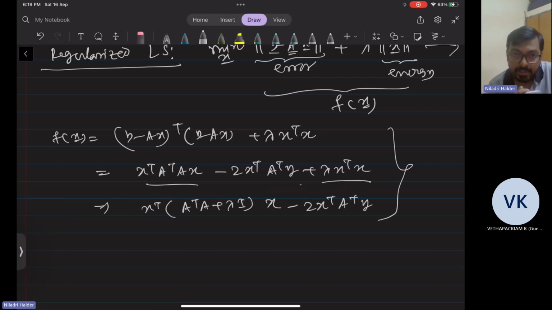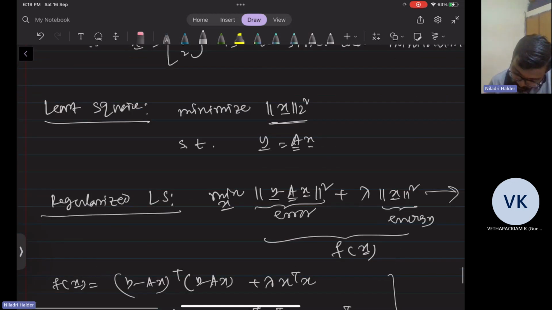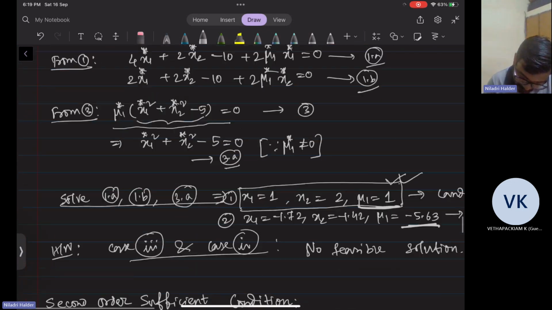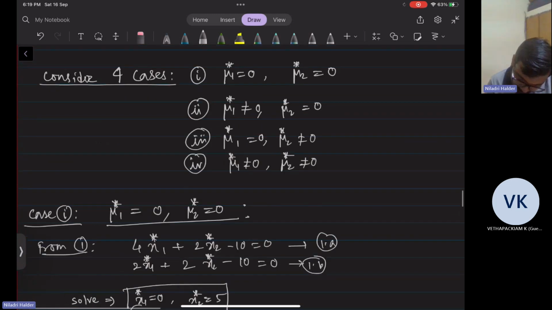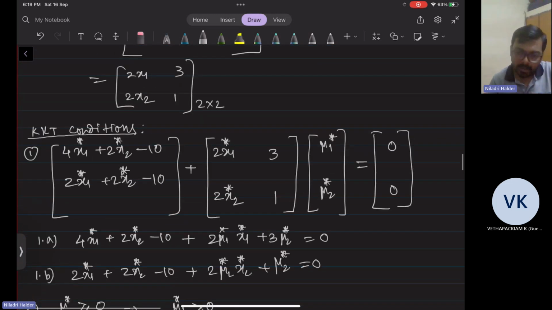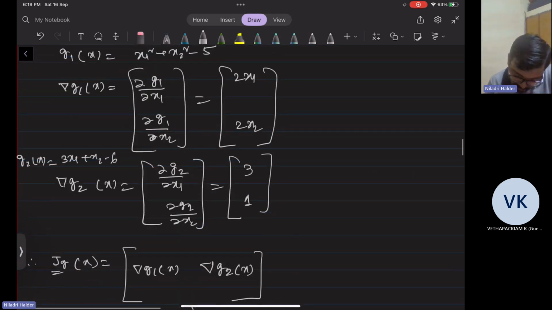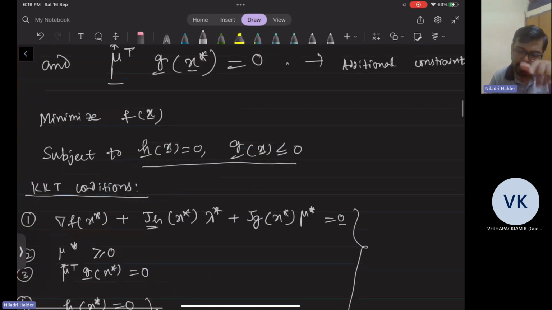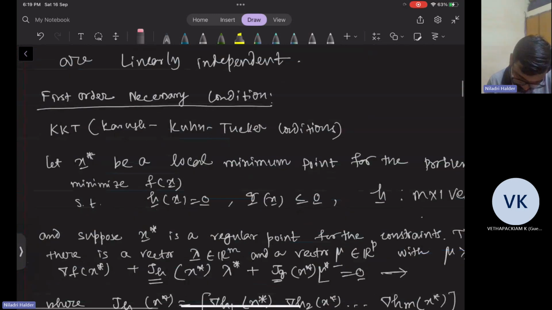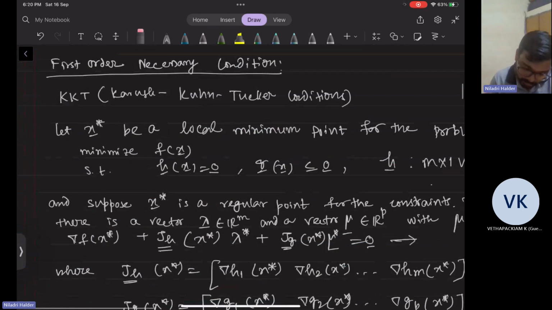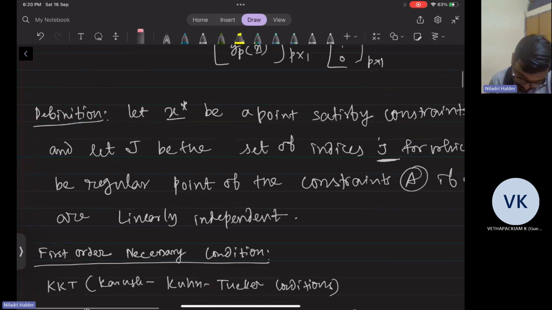So the thing is that for the convex function, FONC itself is sufficient. That means if the KKT conditions or the gradient conditions, I mean the first order condition, are satisfied, then we can say that this is the optimal point. So we need not go and check the second order sufficient condition.